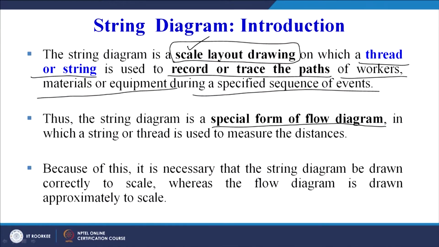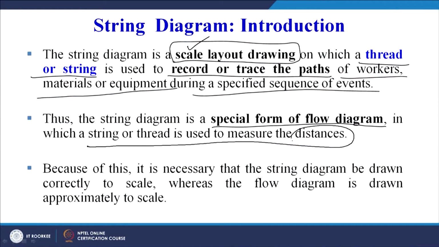and it is used to record or trace the paths of workers, materials or equipment during a sequence of events. Thus, the string diagram is a special form of a flow diagram. So, flow diagram is also depicting the movement. If you remember, in the previous session we have seen that in flow diagram also we draw to scale, approximately to scale, the various shops or the various facilities, and then we depict the movement of men and material.